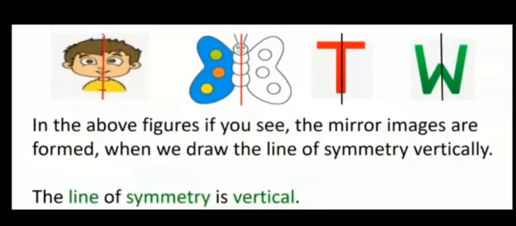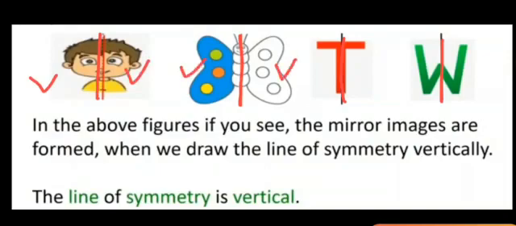In the above figures, if you see, the mirror images are formed when we draw the line of symmetry vertically. As in this picture, after drawing vertical line like this at the center of these pictures, we can see that these pictures are divided into two equal parts like this: left and right. Here we can see two equal parts of this figure.